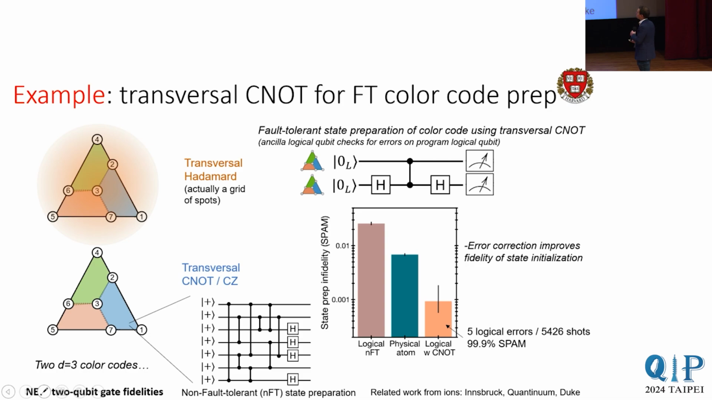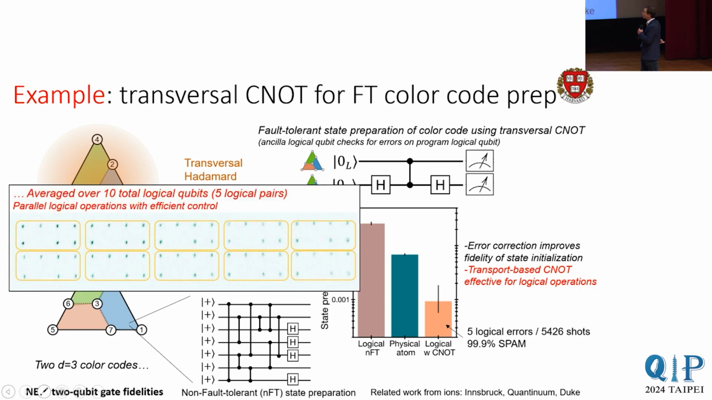So, some bullet points. Error correction here we're using to improve the fidelity of our state initialization. And also we're heavily leveraging, again, this transport-based C0 for effective logical operations. And importantly, we never do things on single physical qubits at a time. We also try as much as possible to never do things on single logical qubits at a time. And this data here is averaged over 10 total logical qubits or 5 logical pairs.